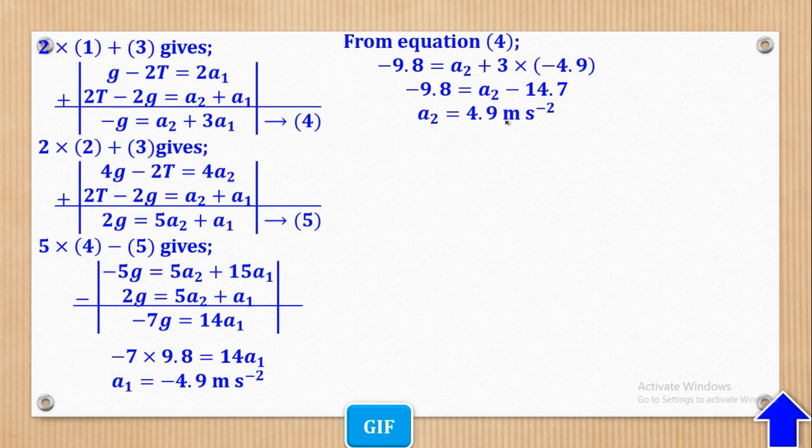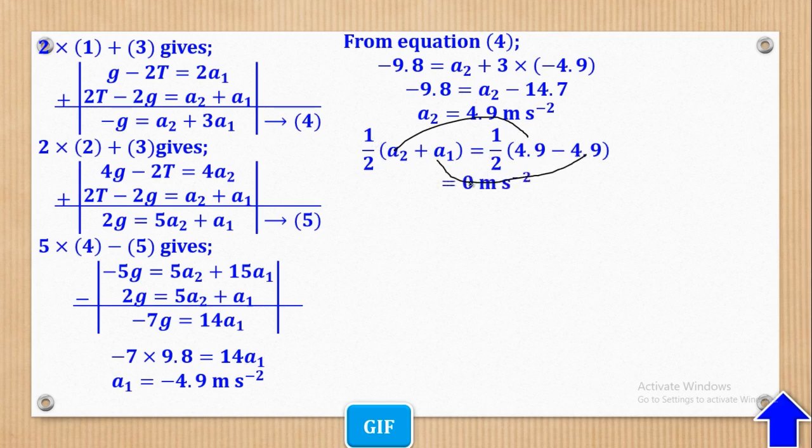So now that I have a1 and a2, I can get the acceleration of the movable pulley. So acceleration of the movable pulley is a half of a2 plus a1. So when I add, remember a2 is this and a1 is negative 4.9, I'll come up with 0 meters per second squared. So that means that the movable pulley is not moving, it is stationary, and this one is moving in the direction we gave it, but this one is moving in the opposite direction we gave it.